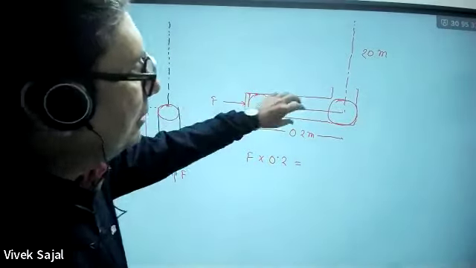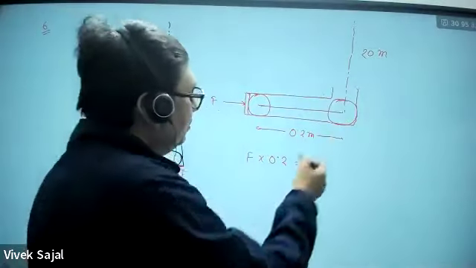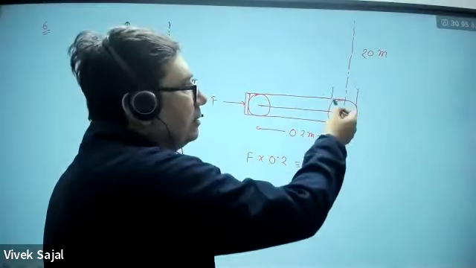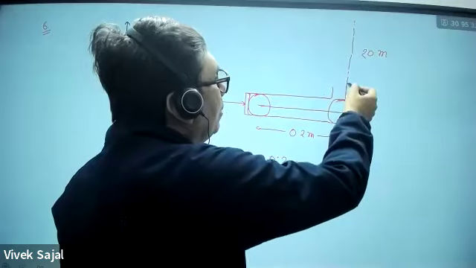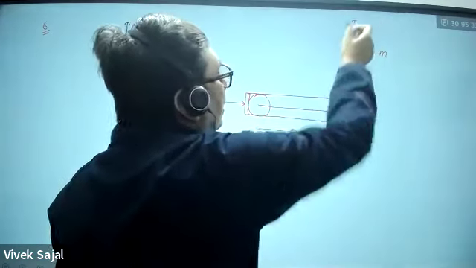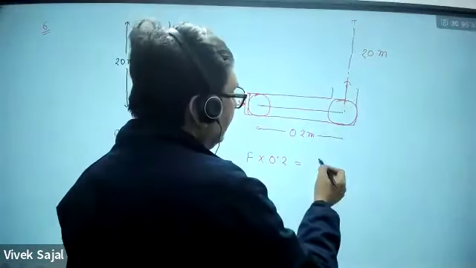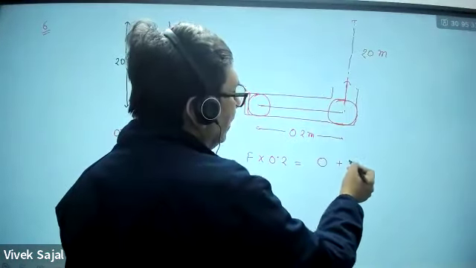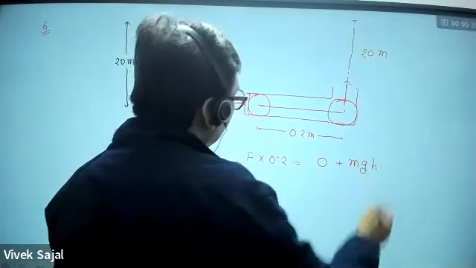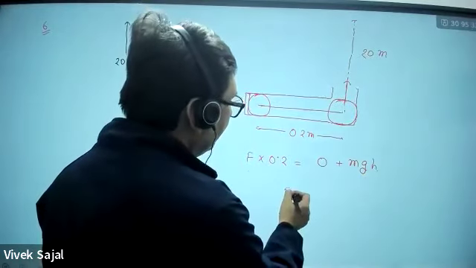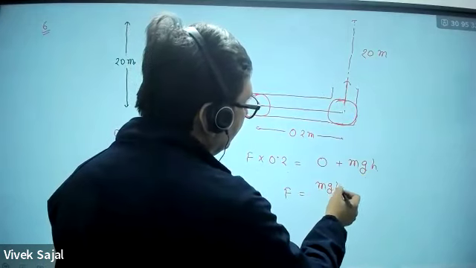And this work done will convert into kinetic energy. So this is the kinetic energy of the ball here. Due to this kinetic energy, this ball will move up to a particular height, up to 20 meters. At the highest point, its kinetic energy will become zero, but it will acquire potential energy mgh. So F will be mgh upon 0.2.